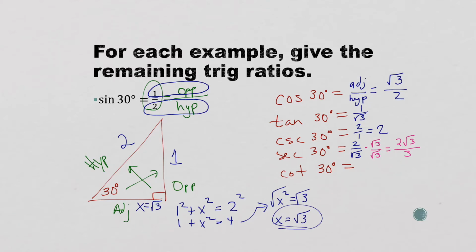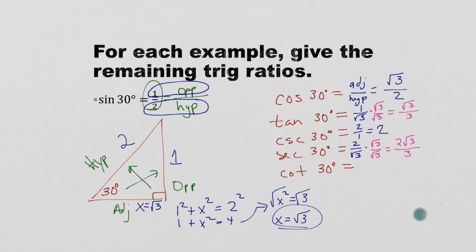Now, if we go back up to tangent, we need to do the same thing. We just waited till secant so we could see it a little better because we're using a 2 in our numerator instead of a 1. So we're going to multiply by square root of 3 over square root of 3. And we end up with the square root of 3 over 3.